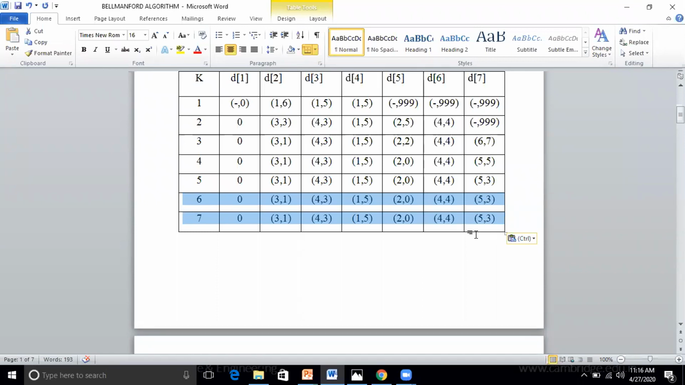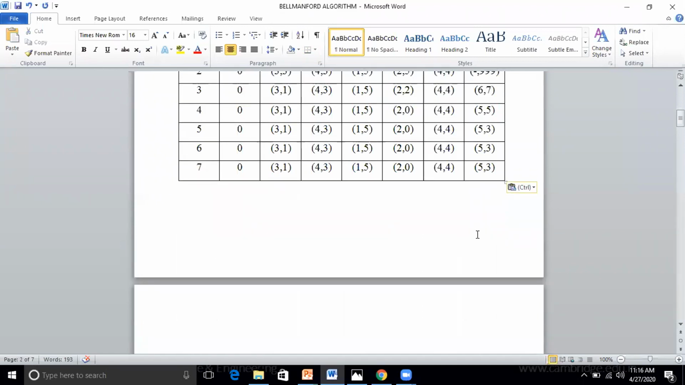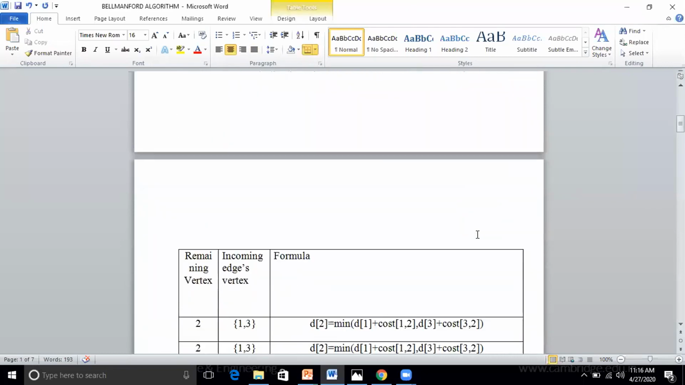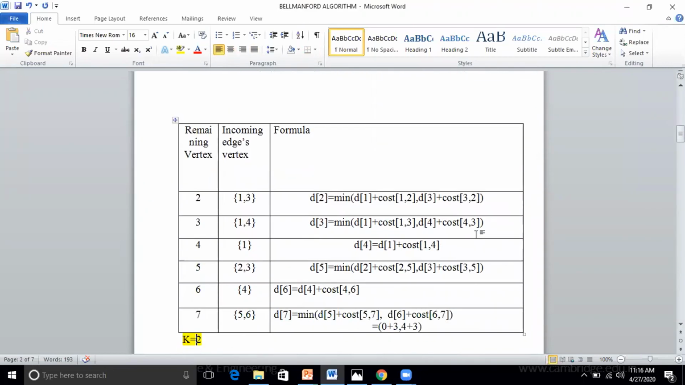Understood, right? Yes, sir. Okay. So any doubts here? Yes, sir. So what's the first step we did here? Find the formulas, isn't it? Which are the incoming edge vertex? For that we have found the formulas.